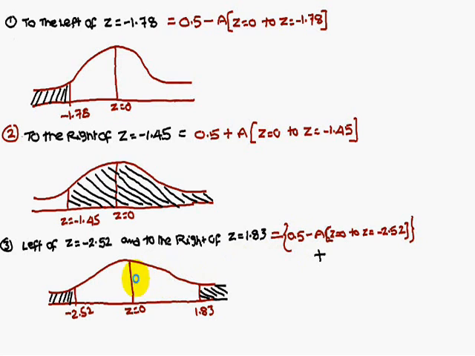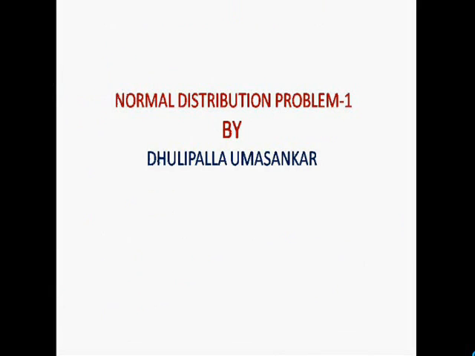How will you find this one? This entire area is 0.5. From 0.5 you have to subtract this area. That means 0.5 minus the area from z is equal to 0 to z is equal to minus 2.52. Next, here this area you have to find. That is nothing but the entire area 0.5 minus the area from z is equal to 0 to z is equal to 1.83. So you add these two.